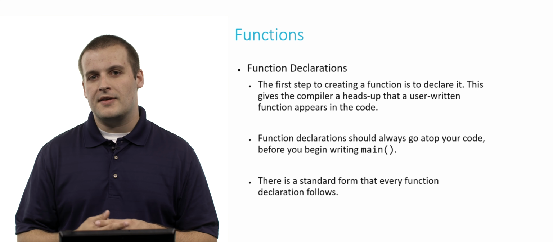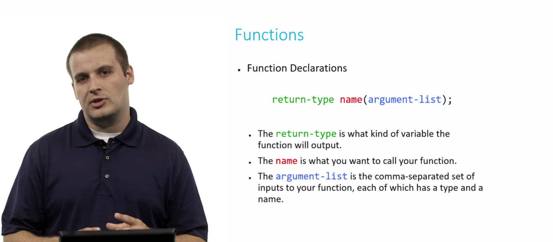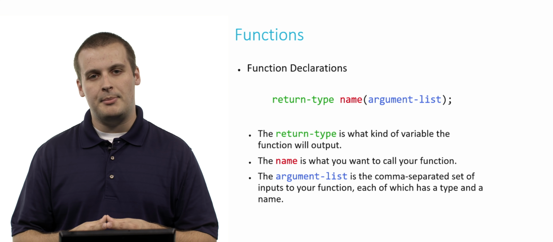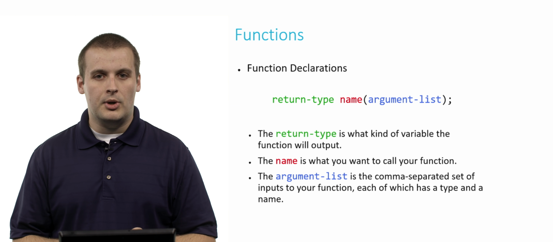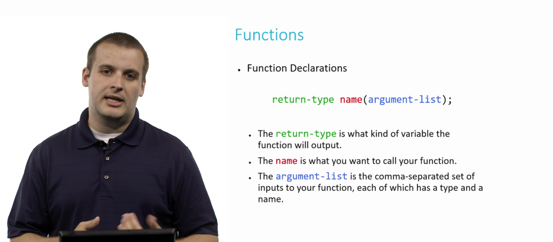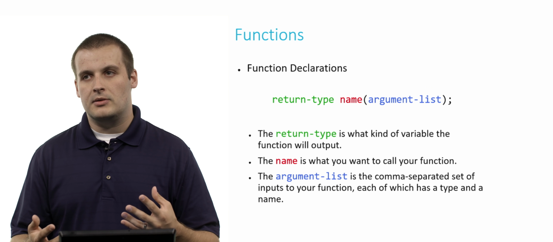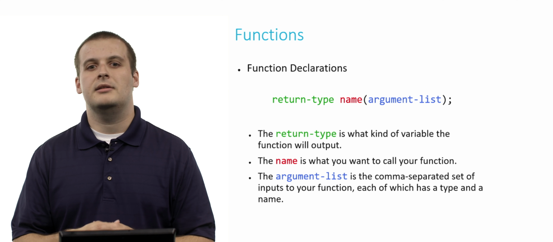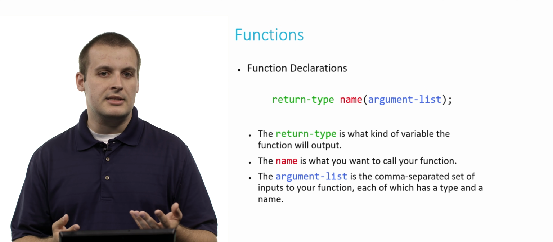And conveniently, there's a very standard form that every function declaration follows. They all pretty much look like this. There are 3 parts to a function declaration: return type, name, and argument list. Now, the return type is what kind of variable the function will output. So for example, if we think back a minute ago to the multiplying 2 numbers function, what do we expect if we multiply an integer by an integer, the output will be? Probably an integer, right? Multiplying 2 integers together, you get an integer. So the return type of that function would be int.